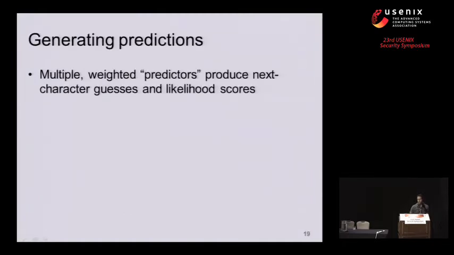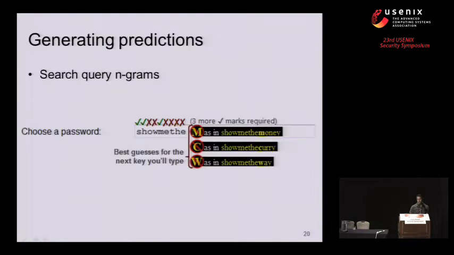So the architecture of Telepathwords employs multiple weighted predictors that each produce guesses for the next character along with likelihood scores. For example, we have a predictor that takes the input string and completes it using an n-gram model based on a corpus of search queries. In this case, "show me the" is most often followed by "money" in the n-gram model, which leads to M as the next predicted character.